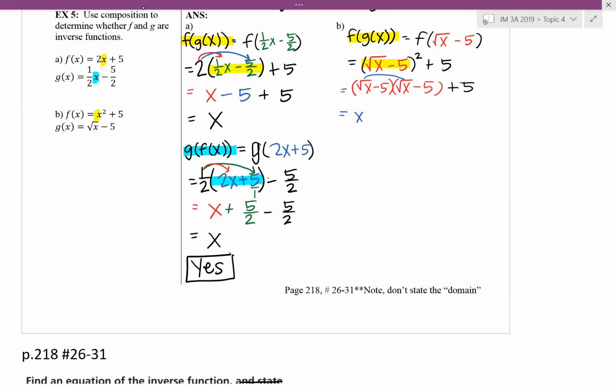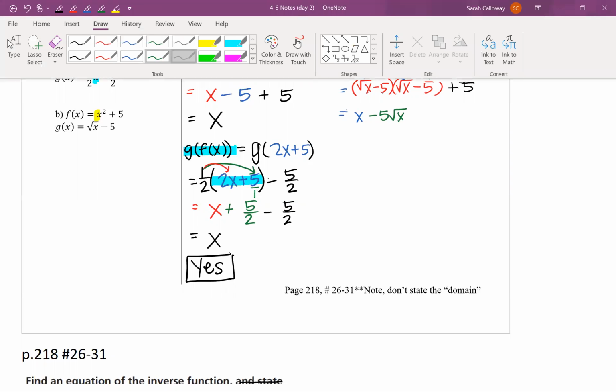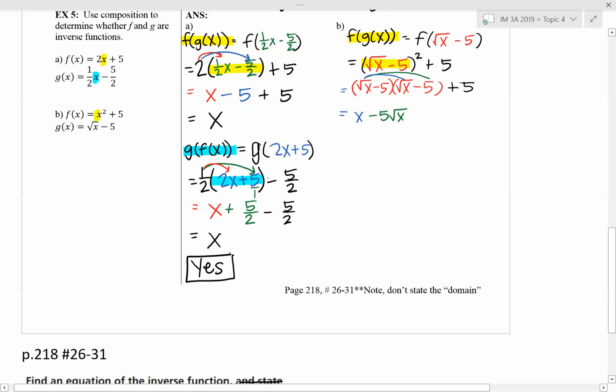Then we're going to multiply the square root of x times negative 5. Since the 5 doesn't have a radical, it's just going to become a coefficient. So negative 5 radical x is that term. And then we're done distributing the radical x, so we're going to distribute the negative 5. So negative 5 times radical x is also negative 5 radical x. And then finally we have negative 5 times negative 5, so that's going to be plus 25.